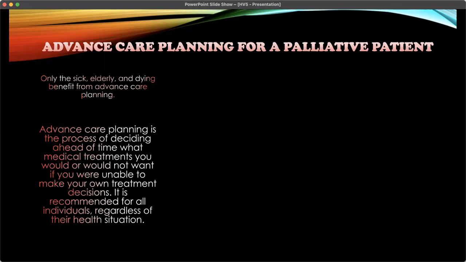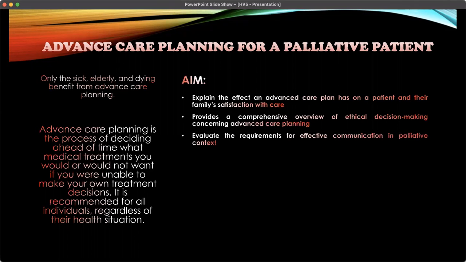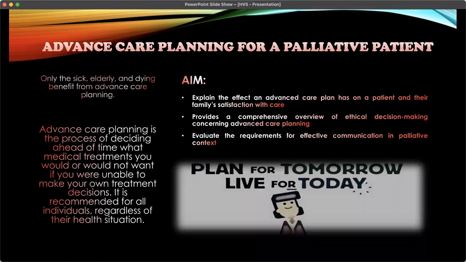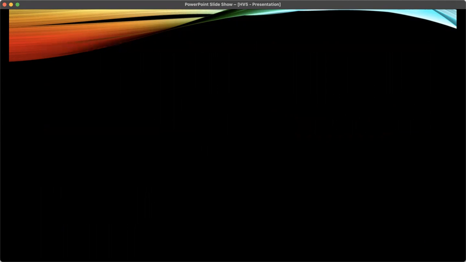My presentation aims to explain the effect an advanced care plan has on a patient and their family's satisfaction with care, provide a comprehensive overview of ethical decision-making concerning advanced care planning, and evaluate the requirements for effective communication in a palliative context. To begin with, advanced care planning is a tool that can help patients receive better end-of-life care. It provides accessibility to be coordinated to meet their expected care requirements. Patients can plan for their increasing requirements and make end-of-life care desires known.